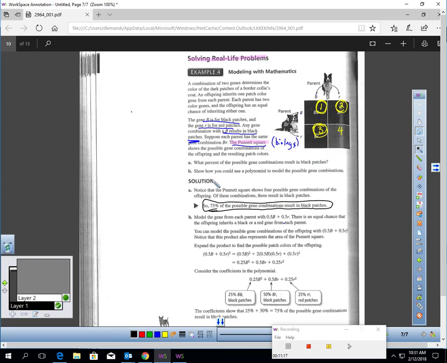Okay, now the next question. Show how you could use a polynomial to model this. Well, it'd be easy. We're taking one dog, which has the B plus the R gene, and we're combining it with the second. Do you notice how this is a binomial squared? That's one of the special shortcuts. This is the 3-step shortcut.